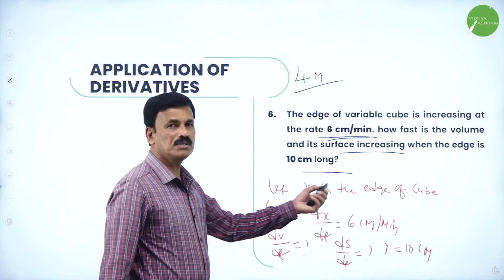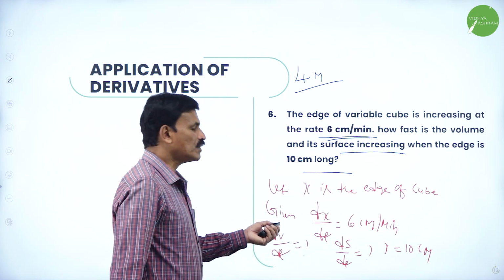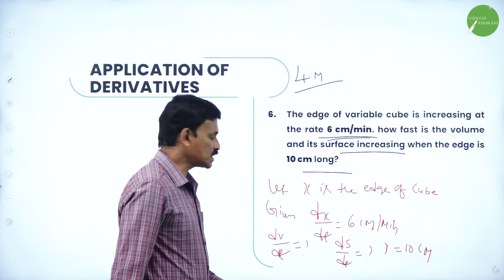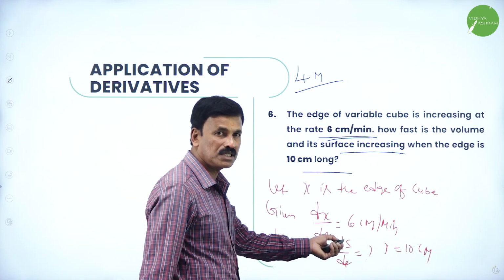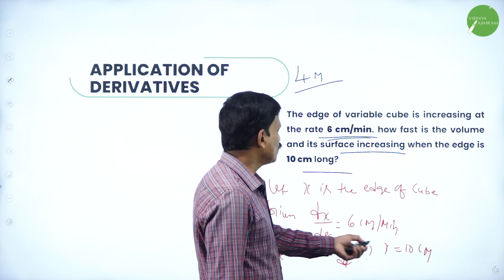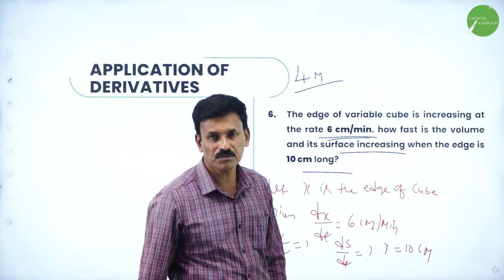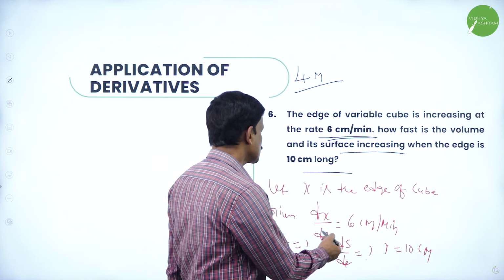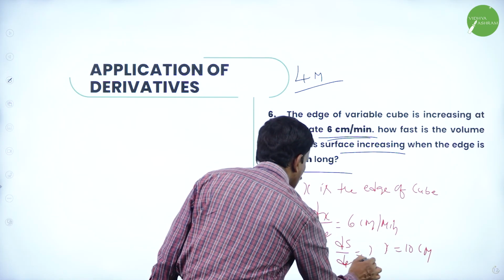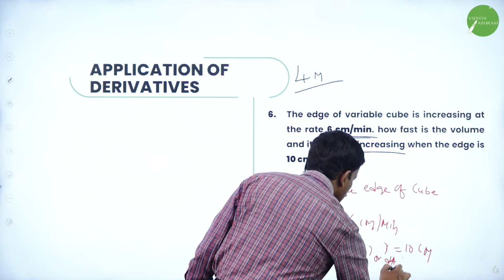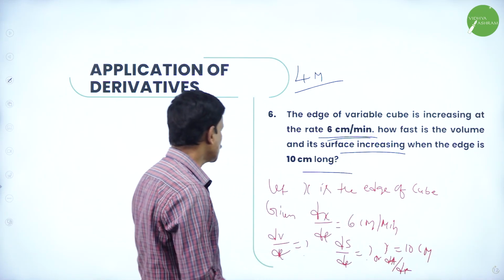So let x be the edge of each side. Given dx by dt is equal to 6 centimeters per minute. And what is to find? dV by dt, the rate of change of volume, and dS by dt, the rate of change of surface area, when x is equal to 10 centimeters. We can call S the surface area, or A as the surface area, or dA by dt. Now, just write down the volume first.